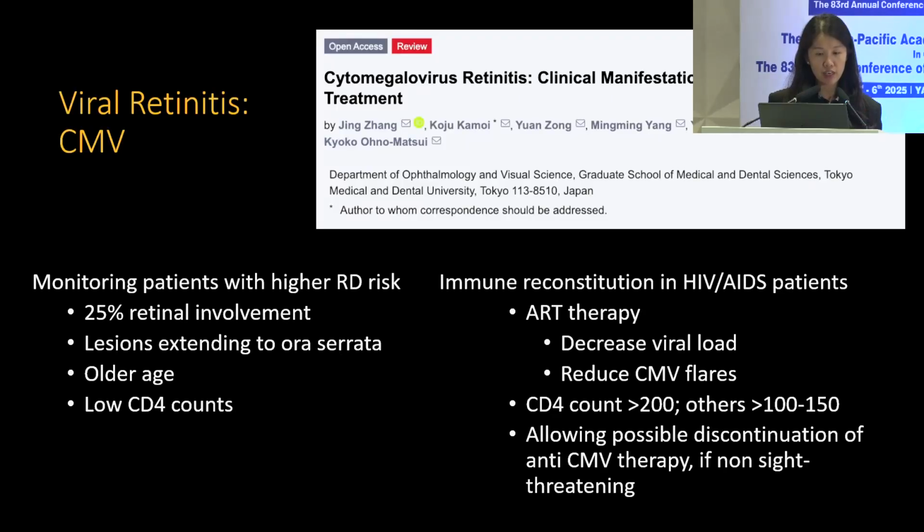For CMV retinitis, I just want to emphasize that they have a higher retinal detachment risk as well. But in the era of antiretroviral therapy, this gives a decreased viral load and an increase in the CD4 count, thereby causing a reduction in CMV reactivations, especially when the CD4 count is more than 200. It allows a possible discontinuation of anti-CMV therapy in non-sight-threatening cases.